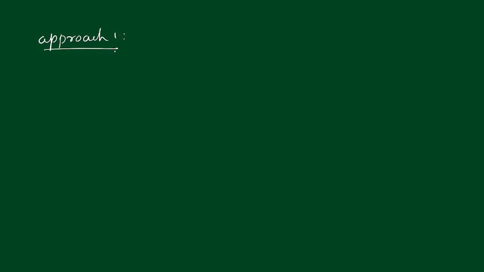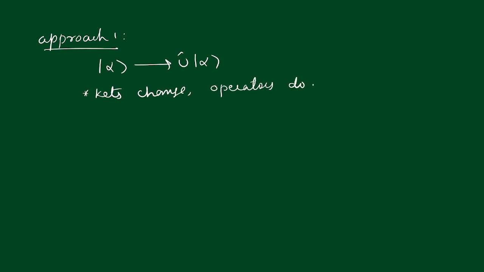1. So, approach 1 is like this. You can say that alpha transforms to u alpha. In this case, kets change and operators do not change. All right. In either the unitary transformation, time evolution case is the Schrodinger picture.